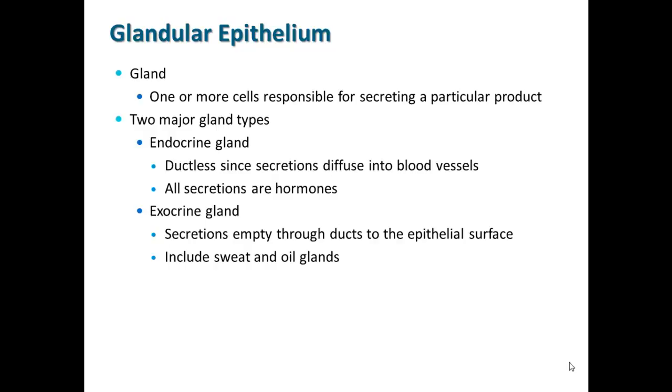The second type of gland is an exocrine gland. These glands secrete their substance to the surface by way of a duct. So for example, sweat glands secrete sweat to the skin surface. Salivary glands secrete saliva into our mouth. Our pancreas secretes digestive enzymes into our intestine.